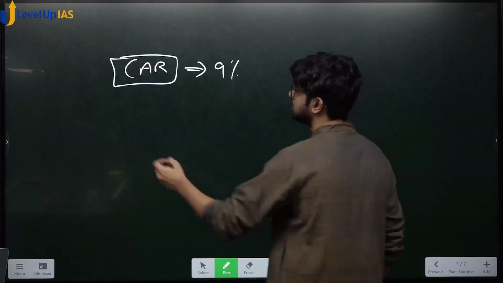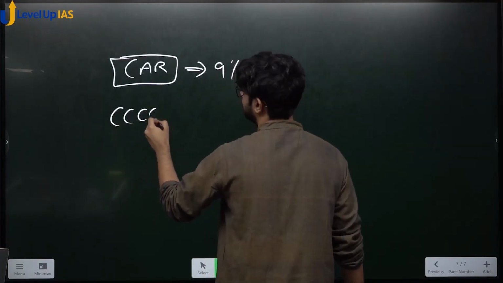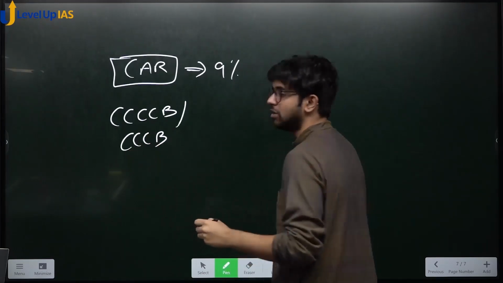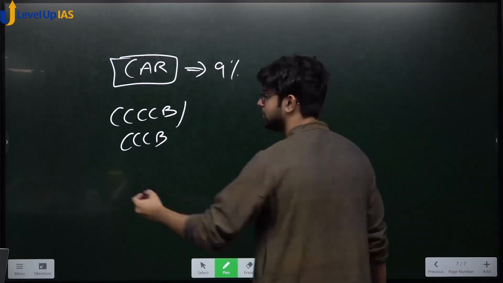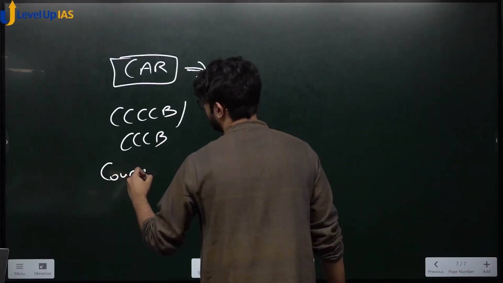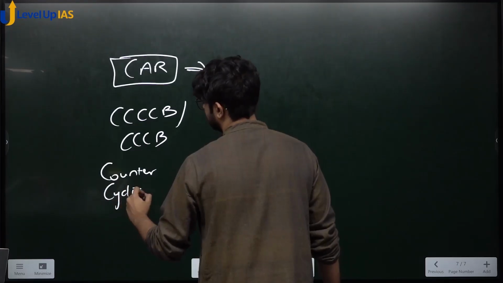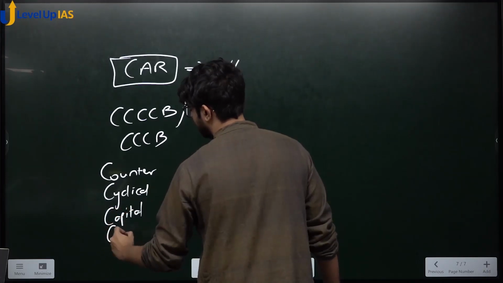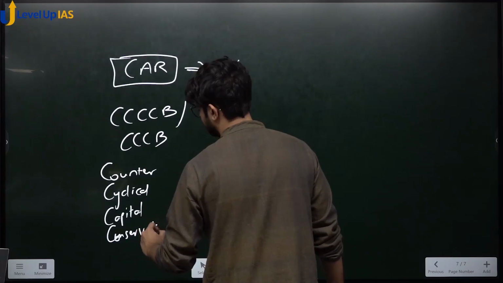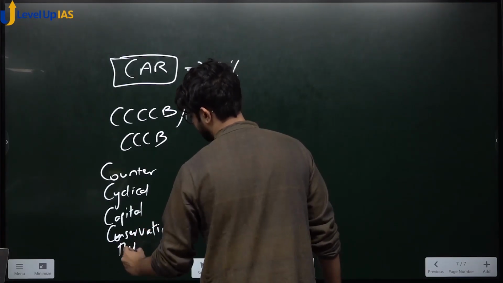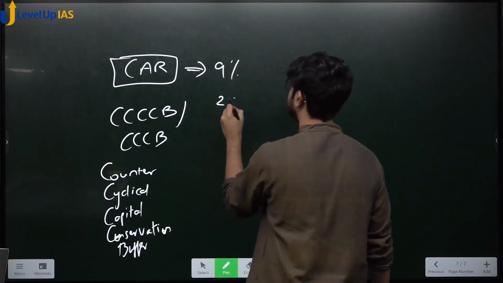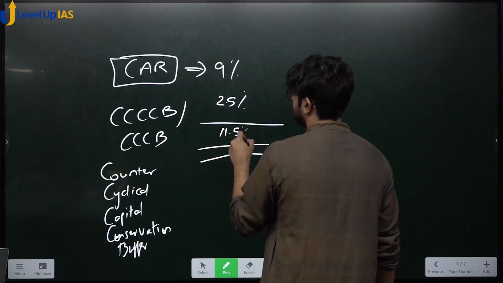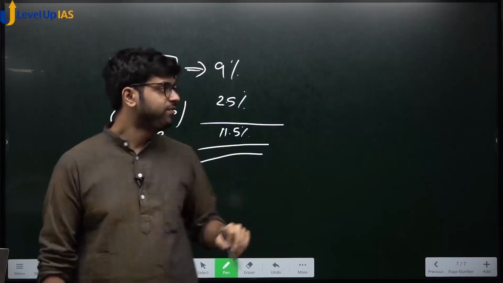So this is this plus counter cyclical capital conservation buffer or counter cyclical capital buffer और काउंटर साइक्लिकल कंजर्वेशन बफर. समझा? बहुत सारे नाम है इसको. I will write all: counter cyclical capital conservation buffer, 2.5%. Total 11.5%.